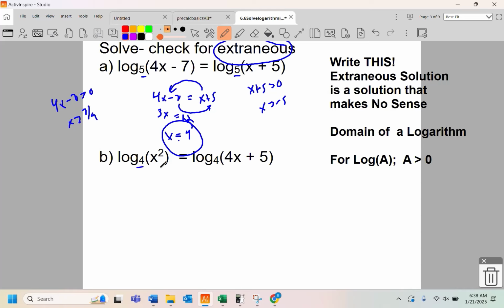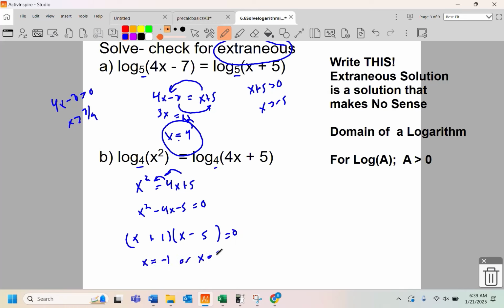All right. Next one, I do have bases of 4, so I can take the contents or the arguments of the logarithm and set them equal to each other. We've been working on these since August. We're just going to move everything left and probably factor. Yeah, factoring's in there. Factors of 5 are going to be 1 and 5. The product has to be negative, but the sum has to be -4. So that'll do it. Using the zero product property, x is -1 or x is 5.